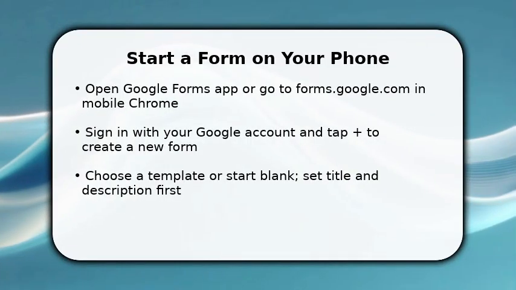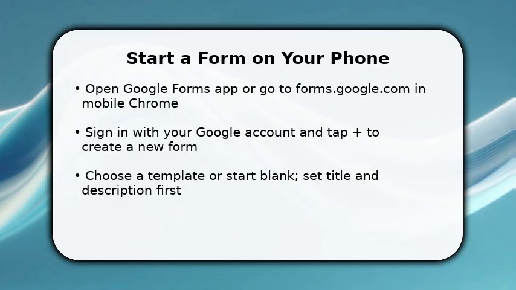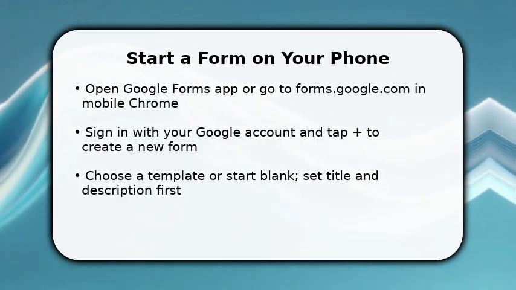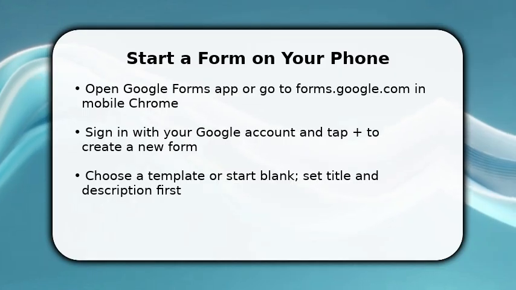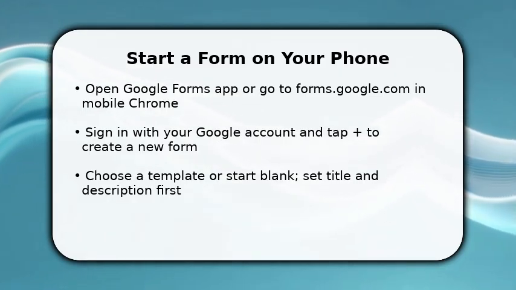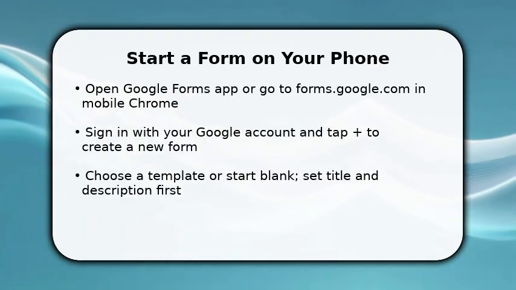You'll begin by opening Google Forms on your phone and signing into the account you'll use for responses. Tap the plus to create a new form, then pick a template or a blank form so you don't lose time. Set a clear title and short description to orient respondents. This helps later when sorting results.